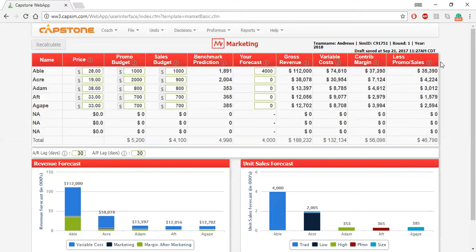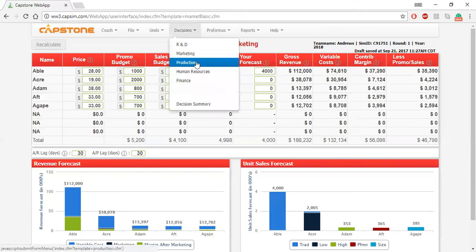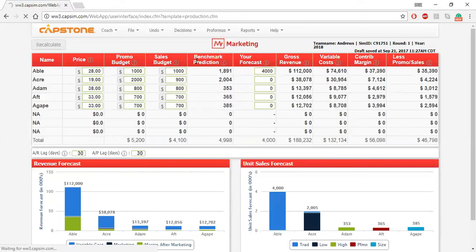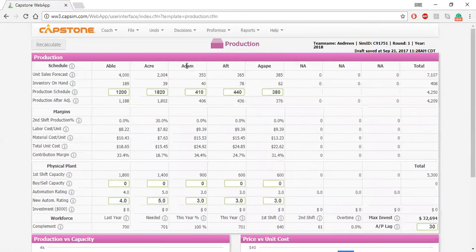So forecasting is very important for your success. In addition, when you overforecast and overproduce, it creates problems for rounds going forward, and we're going to jump to the production page now. It creates problems for future rounds because we see that the second line under production is inventory on hand. So let's say we produce 4 million units for our Able product, but we only sell 2 million.